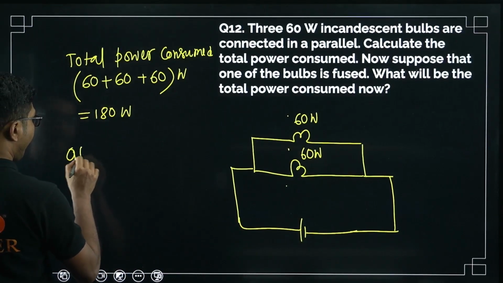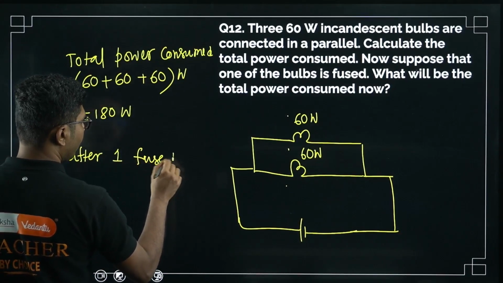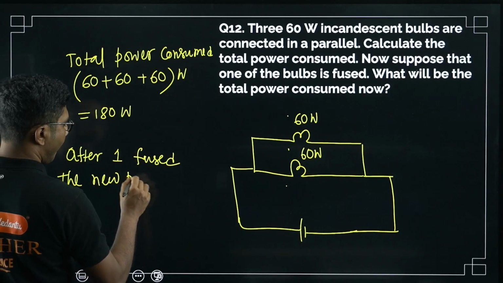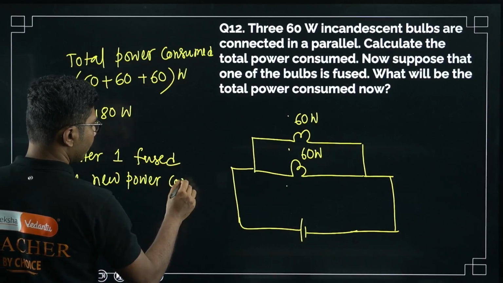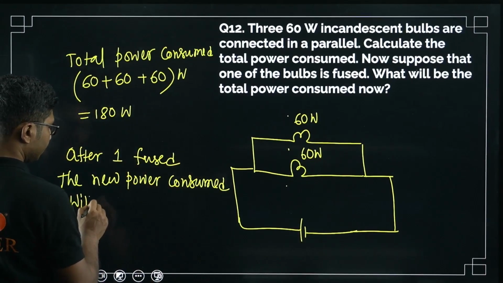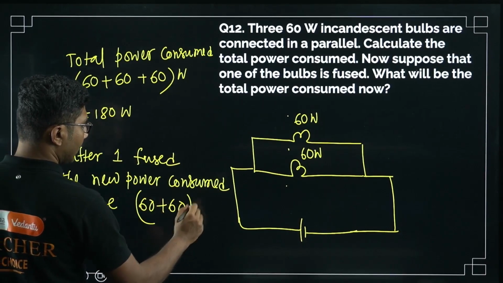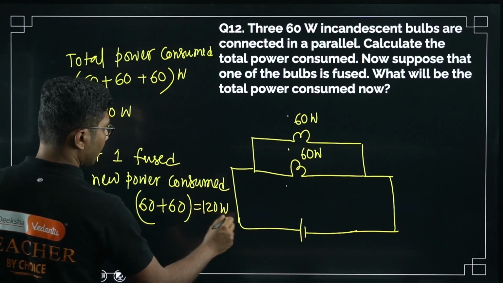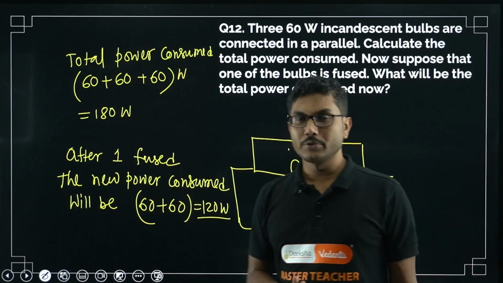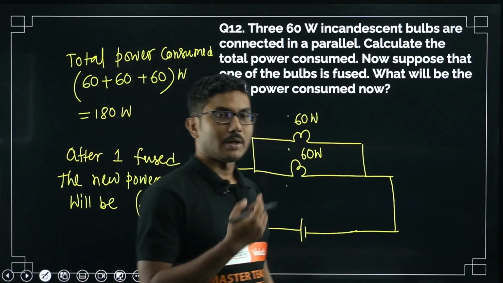After one is fused, the new power consumed will be 60 plus 60, that is 120 watts. Okay, so once one bulb is fused, the remaining two will continue to glow and they will continue to absorb the power. So 120 watt power will be consumed.